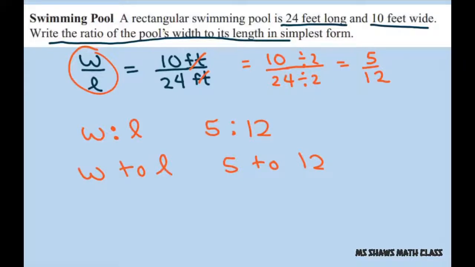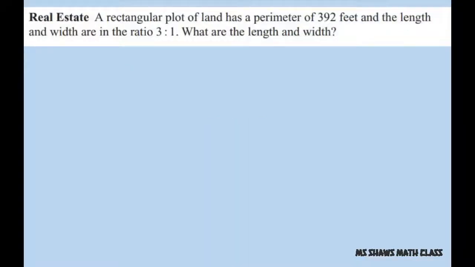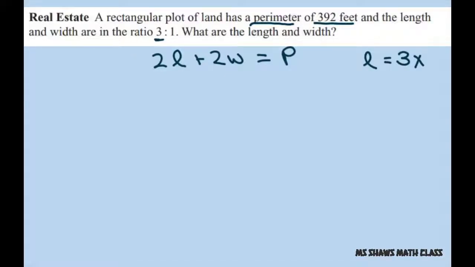All right. Now the next one, it says a rectangular plot of land has a perimeter of 392 feet and a length and width are in a ratio of 3 to 1. So we're talking about perimeter. That's 2L plus 2W equals your perimeter. Well, my length, I'm going to call 3x, because that's the ratio of 3 to 1. And my width is going to be 1x, which is just x.